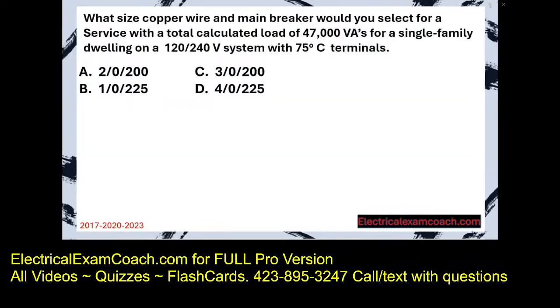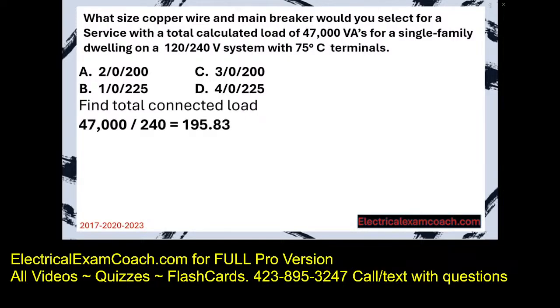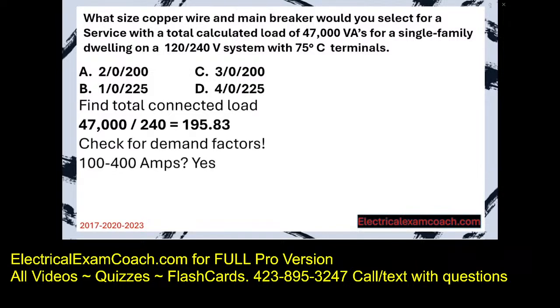What size copper wire and main breaker would you select for a service with a total calculated load of 47,000 VA for a single family dwelling on a 120/240 volt system with 75 degree C terminals? Step 1, we're going to find our total connected load. In this case, they've given it to us, but we have to divide to get our amperage. When we do, now we can check for demand factors. And in this case, we do have a demand factor. Is this in between 1 and 400 amps? Yes. Is this on a single family dwelling? Yes. So the 83% rule does apply. So we get to use the table.